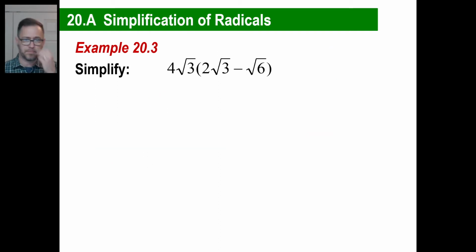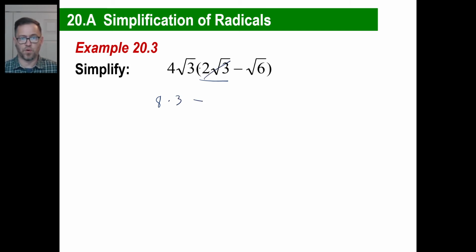Okay. Here's another one. Pause and copy if you need to. This is just a distribution. That's all you're doing. You're distributing this through both of those terms. So we'll do this one first. So 4 times 2 is 8. The square root of 3 times the square root of 3 is the square root of 9, which is just 3, right? All right, done with that one.